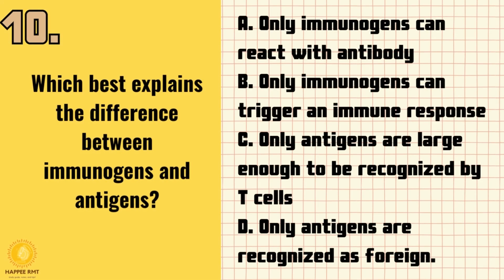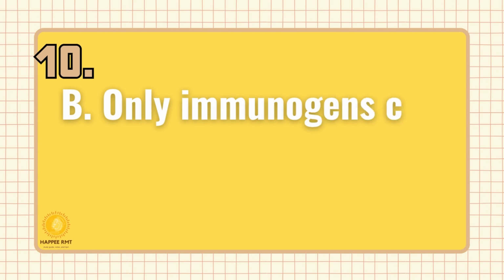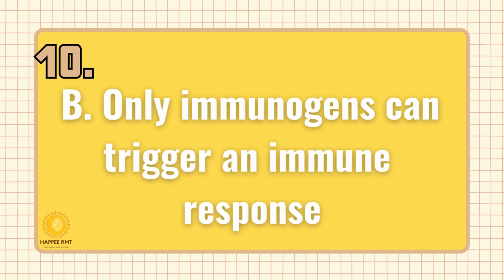Number 10. Which best explains the difference between immunogens and antigens? A. Only immunogens can react with antibody. B. Only immunogens can trigger an immune response. C. Only antigens are large enough to be recognized by T cells. Or D. Only antigens are recognized as foreign. Answer is B. Only immunogens can trigger an immune response.